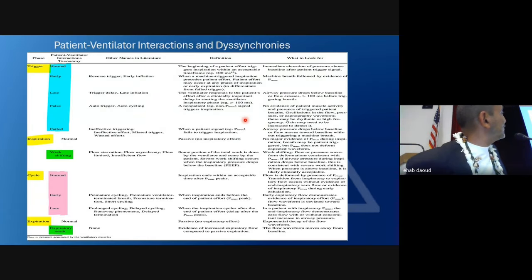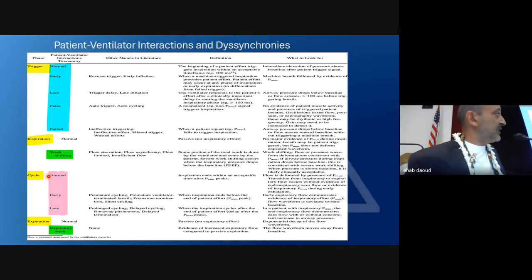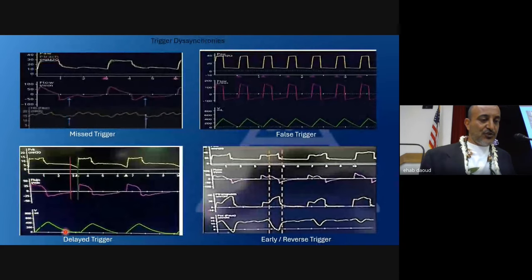So the classification is pretty easy, actually. Either trigger dyssynchronies, whether early, late, or false, or failed trigger. We'll go through this. Work shifting, like that patient I told you about, breathing so deep with this esophageal pressure. Or cycle: how does the ventilator start the breath, and how does it end? So cycle, again: normal, late entry, early or late, and expiration. So let's go to pictures because pictures make sense.